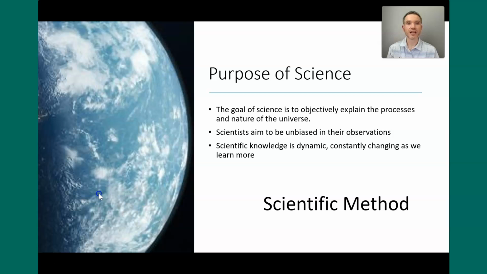So the goal of all science is to objectively explain the processes in nature of the universe. Scientists aim to be unbiased in their observations. Please be aware that scientific knowledge is dynamic and constantly changing as we learn more and more information. This is what we call scientific method.